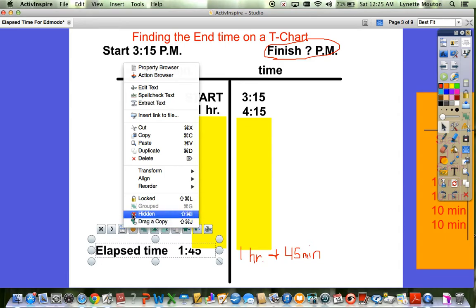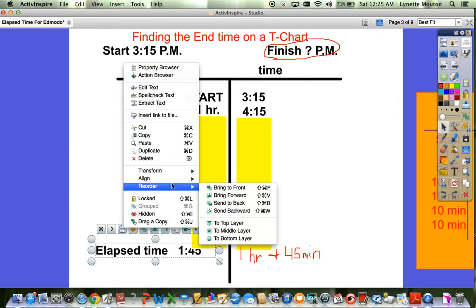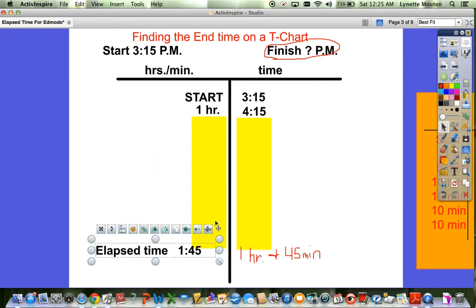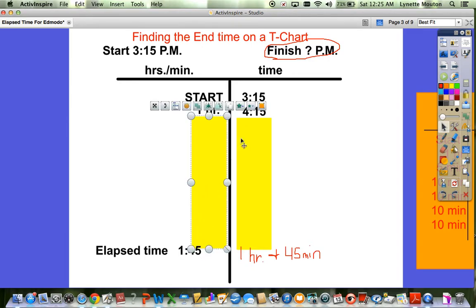Let me just take this guy in, so he doesn't disappear. There we go. Now we're going to get those 45 minutes. And again, looking over here, it ends in a 5. So we are going to count by 5s.